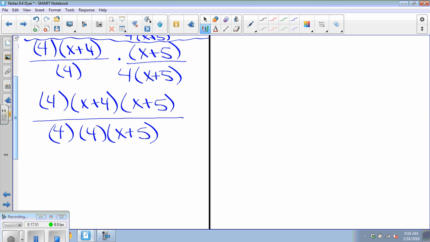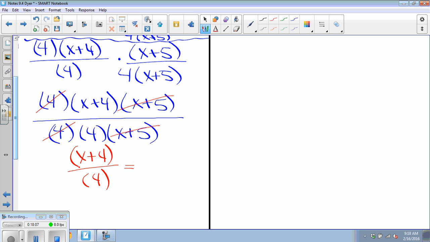So, this 4 can cancel with that 4. x plus 5 is a factor, right? Because it's a factor, I can cancel it with the factor at the bottom, x plus 5, because anything divided by itself is equal to 1. x plus 5 divided by x plus 5 is equal to 1, right? Okay, so what I'm left with is just x plus 4 over 4. That is simplified.